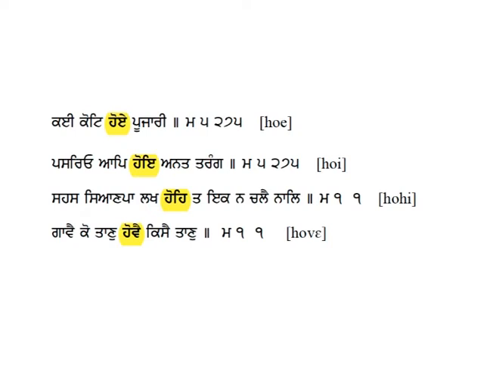Now you have these number of differences. You have a short e, eh, and wa. You see, you have kai kot hoye pujari, then pasreo aap hoye, it is not hoye. Then sah se syan pan lakh hohe ta ikan chale naal, gave ko taan hove. You understand? You have hoye, hohe, hove. There are several forms, several dialects interacting with each other, but they are a part of the same language. This is very important, that they have been incorporated in the same language by Guru Arjan and Bhai Gurdas, and this is also the language of the religious discourse of that period.